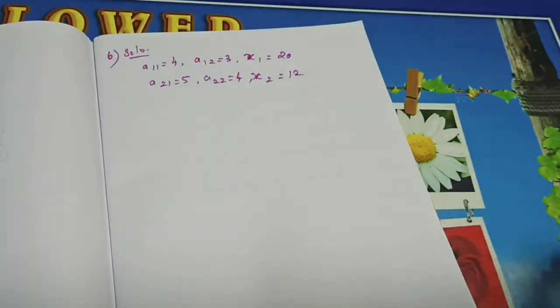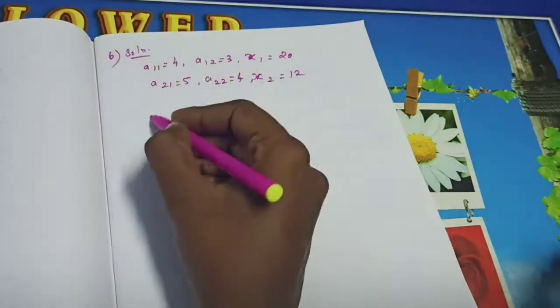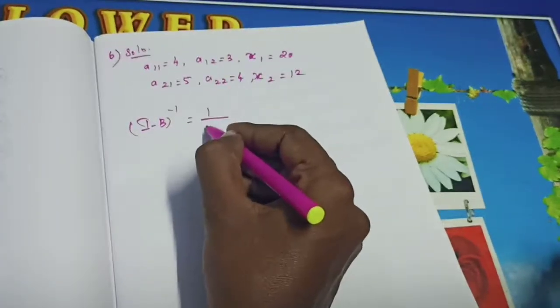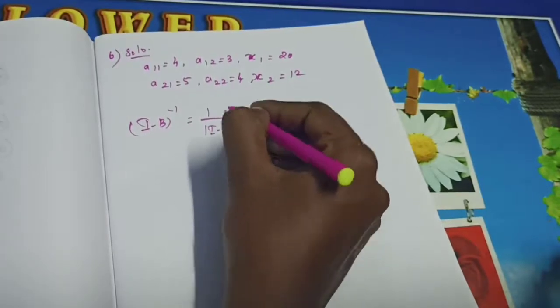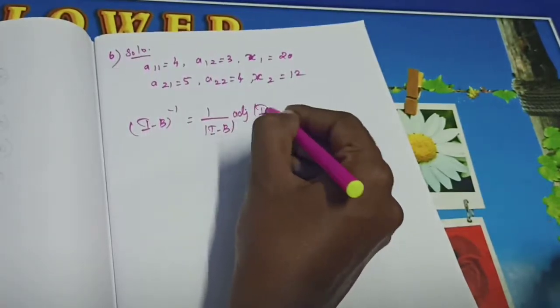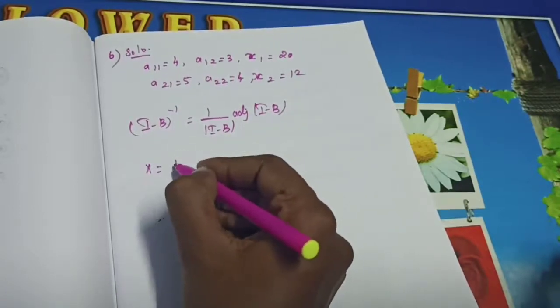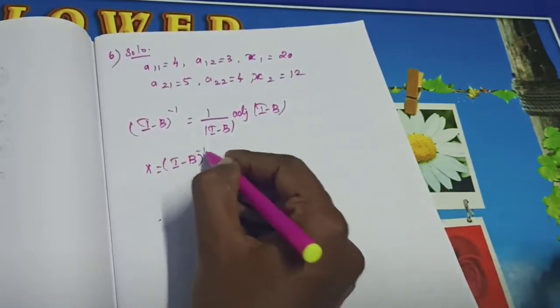Okay. So afterwards you will find I minus B. Afterwards you will find determinant of I minus B. Okay. So finally what will you do afterwards? So when you are finding I minus B the whole inverse, what's the formula? 1 by determinant of I minus B into adjoint of I minus B. These are the things you know how to find. Afterwards X, what's the formula? I minus B the whole inverse into D.